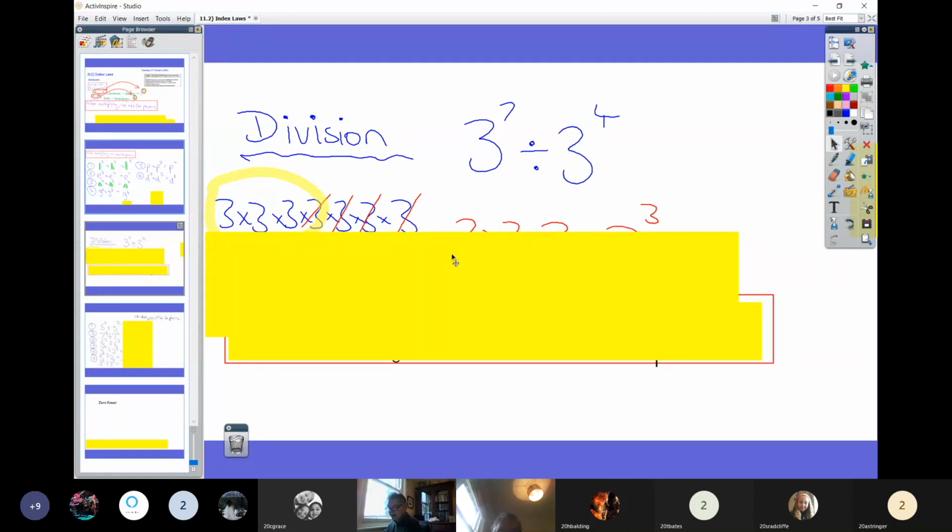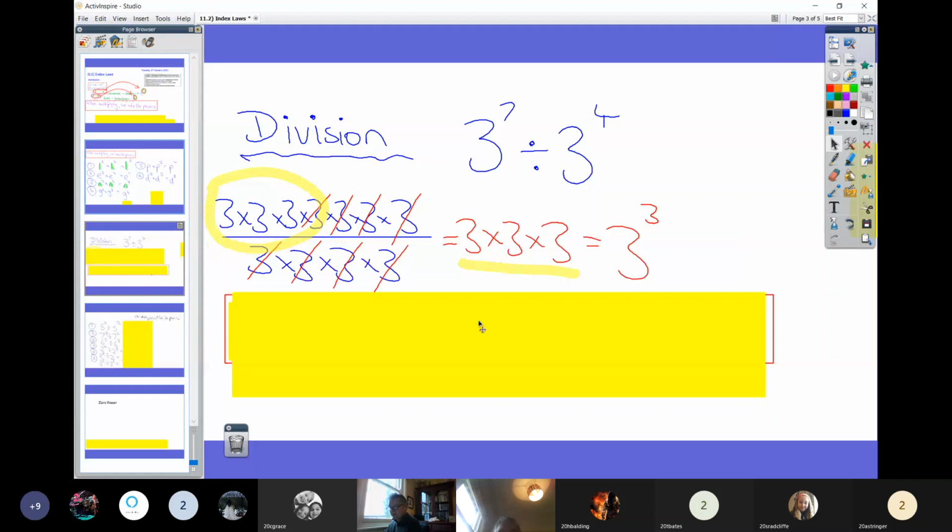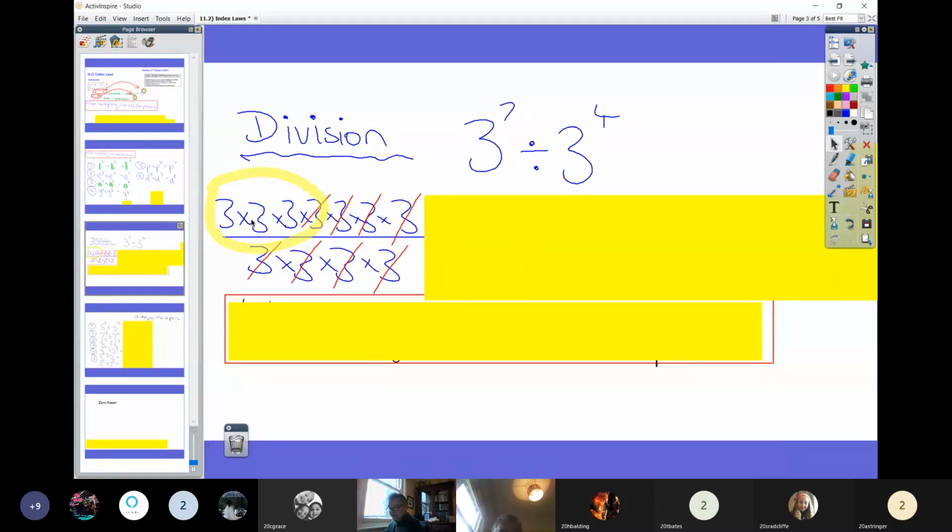I'm just showing this as a fraction. So I've got the 7 3's on the top, the 4 3's on the bottom. That's what 3 to the power of 7 divided by 3 to the power of 4 means. But then I can cancel some of those out, as you can see. 3 divided by 3 cancels, 3 divided by 3 cancels, 3 divided by 3, 3 divided by 3, and I'm just left with 3 times 3 times 3.